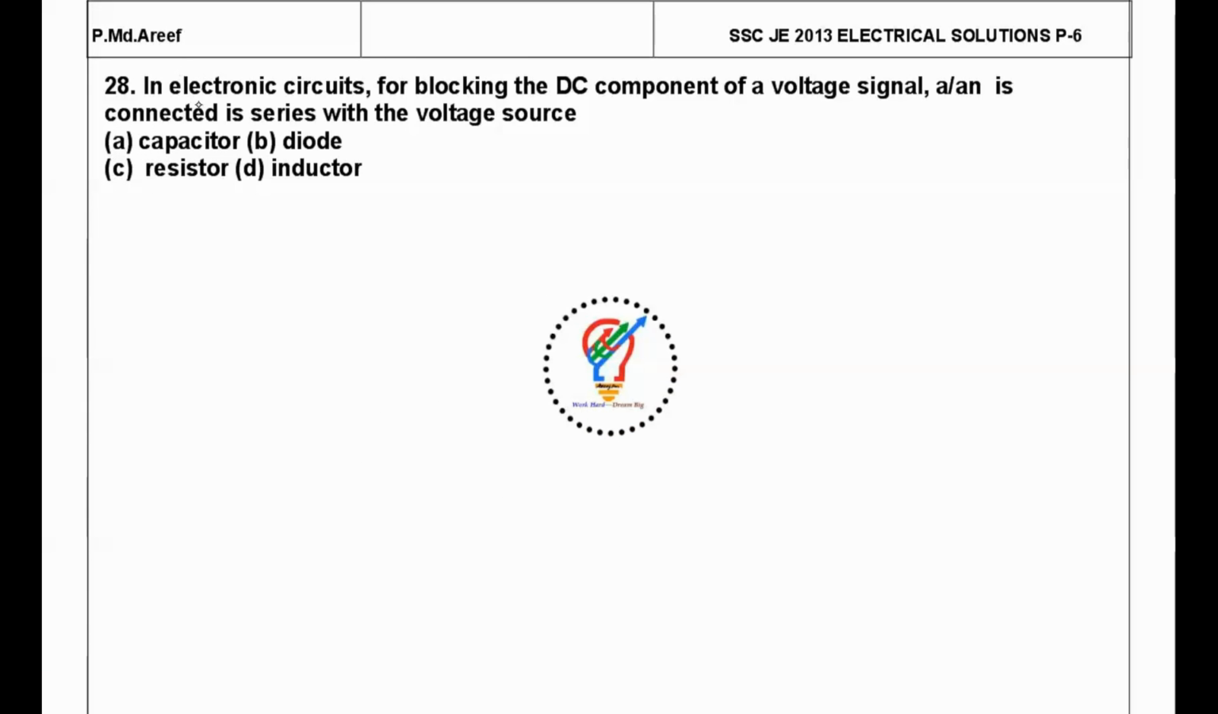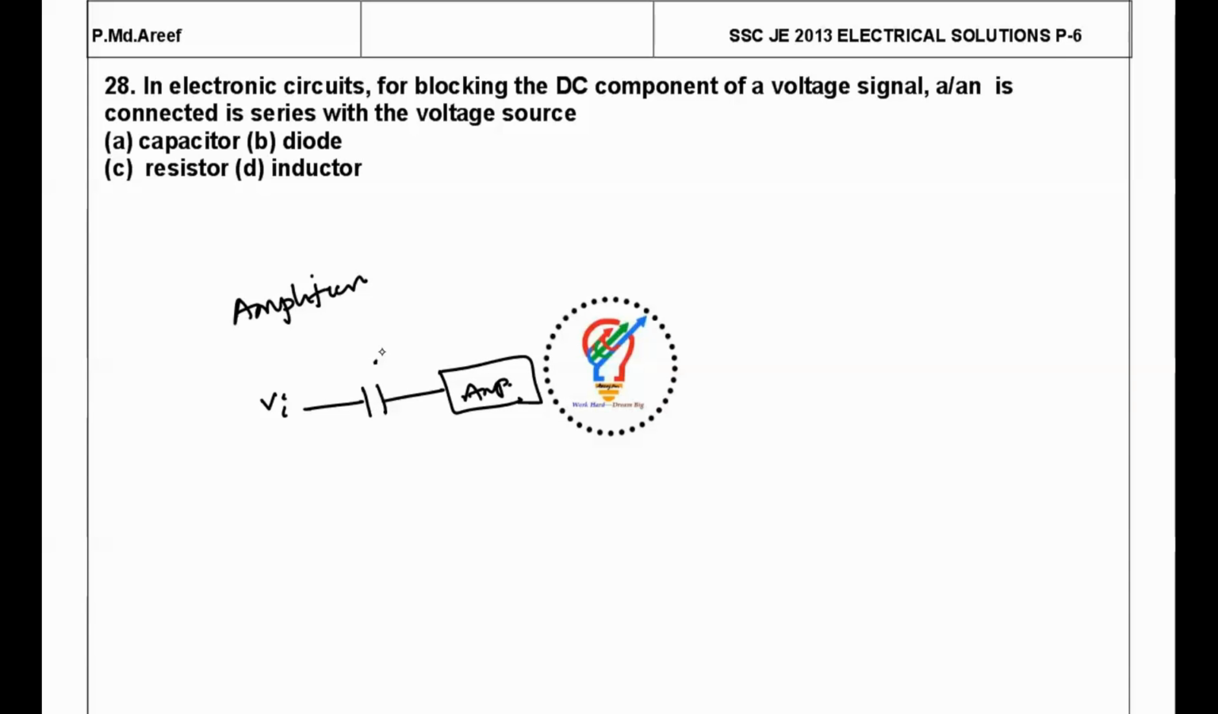Next question: in electronic circuits, for blocking the DC component of a voltage signal, a what is connected in series with a voltage source. When we are discussing amplifiers, in amplifiers the DC signal should be blocked. So VI is given, and there we will place a capacitor, and here we have an amplifier circuit.